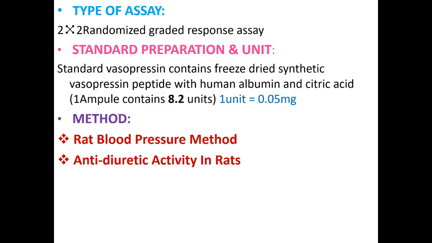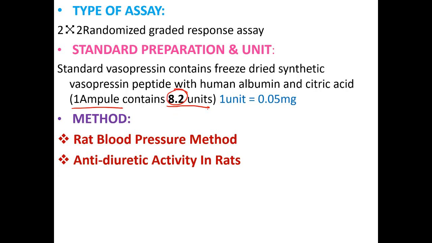So let's see the type of assay we are doing. We are doing a 2 into 2 randomized graded response assay. Let's prepare this vasopressin. When we are preparing, first we have to prepare the standard and then we have to prepare the sample. Let's see the standard one. First we have to prepare this vasopressin along with human albumin and citric acid, and we have to freeze it. If we are taking 1 ampule here, this will contain 8.2 units of vasopressin.